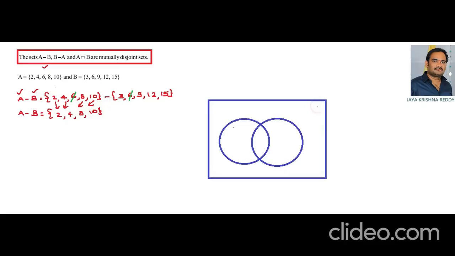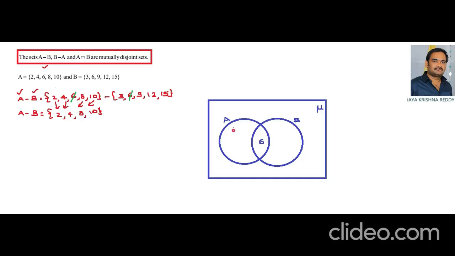So this is a universal set. You can represent it with U or sometimes you can write it as mu also. So these two circles represent the two sets A and B. So now you have to write the elements here. The common element of the two sets is 6.